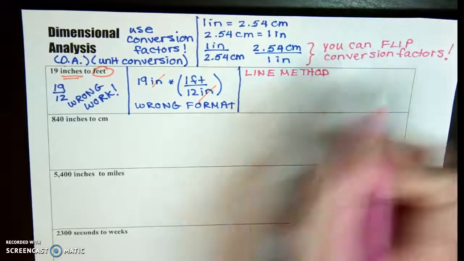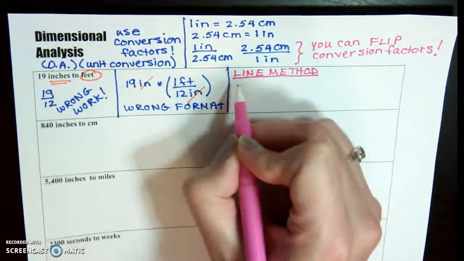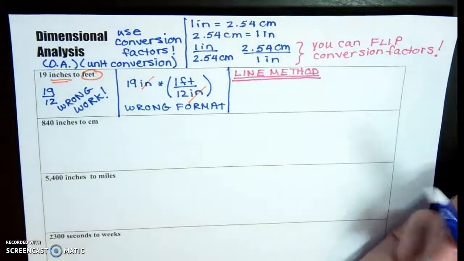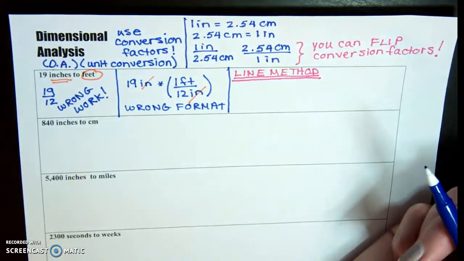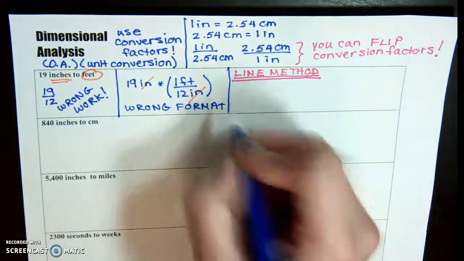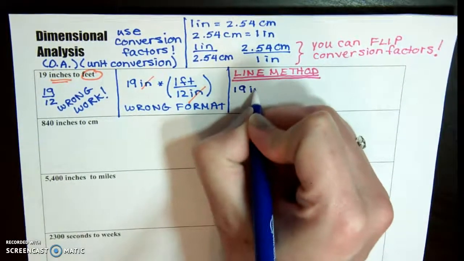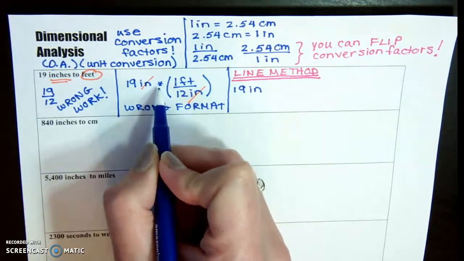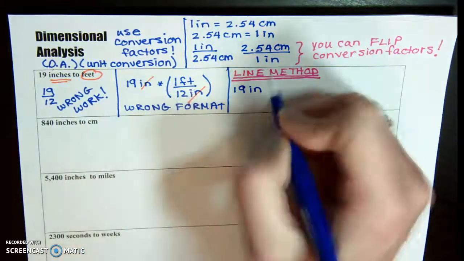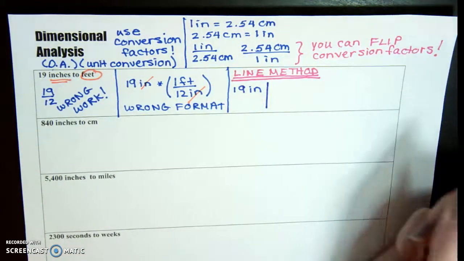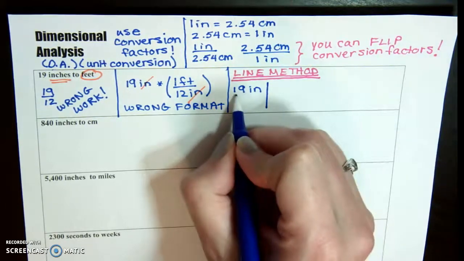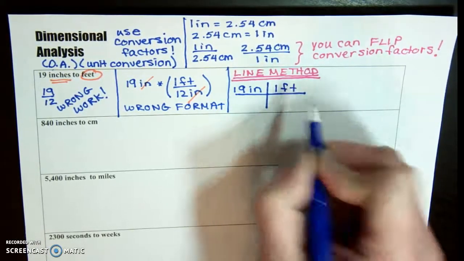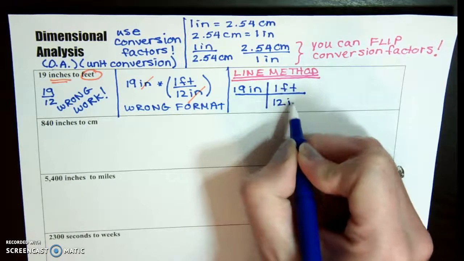I like the line method because when we have a lot of complicated numbers, scientific notation, negative exponents, things like that, this line method is going to keep things nice and tidy and is going to make things a little bit more readable. So I'm still going to write 19 inches. I'm going to start with my known value. But instead of using multiplication symbols and parentheses and fractions, I'm just going to use a vertical bar instead of a multiplication symbol. And then my conversion factor is going to go here, just like a fraction, but we don't need to use all of the parentheses.